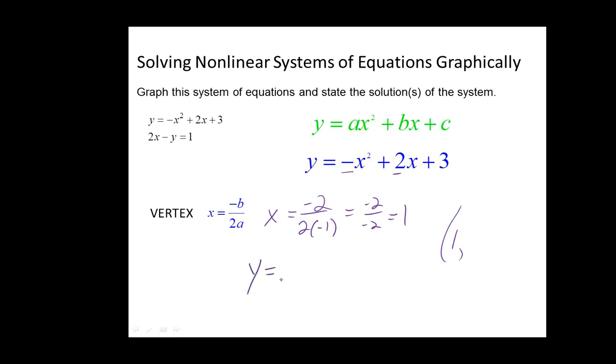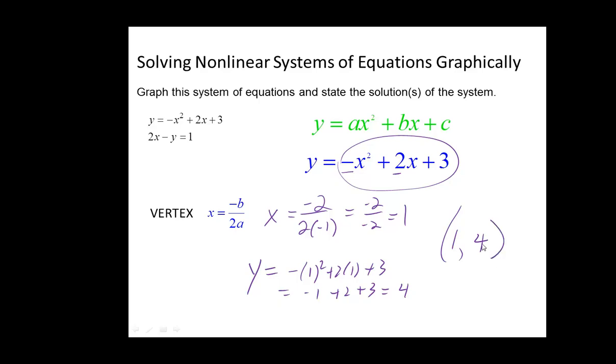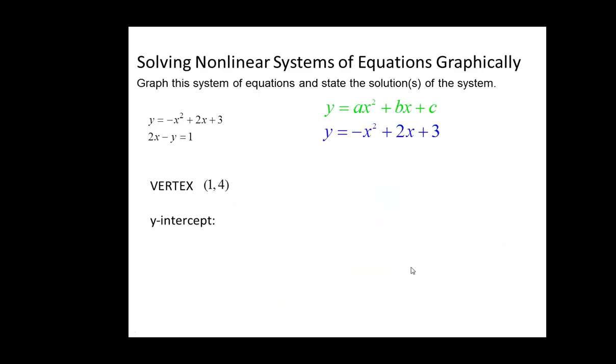To get the y value, I'm going to take that 1 and put it right back into that original equation here. So I have y equals negative 1 squared plus 2 times 1 plus 3. And that is negative 1 plus 2 plus 3. And that comes out to be a 4. So 1 comma 4 is my vertex. Next, we need the y-intercept. To find that, we'll set x equal to 0, and as you can see, I put in 0 for x, I would end up with 3, so my y-intercept is y equals 3.